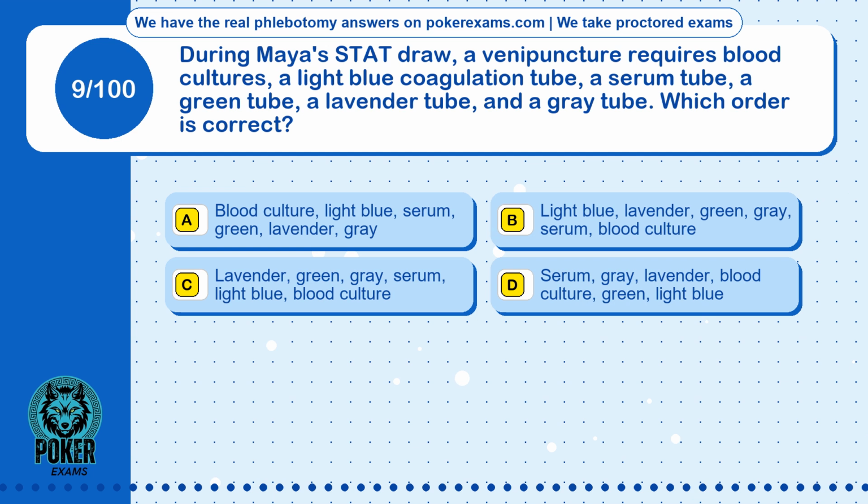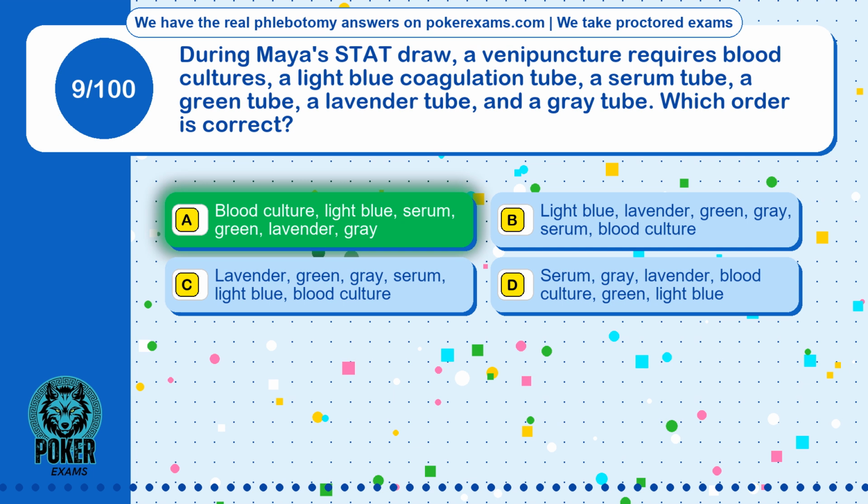Question 9. During a mystery draw, a venipuncture requires blood cultures, a light blue coagulation tube, a serum tube, a green tube, a lavender tube, and a gray tube. Which order is correct? Option A, blood culture, light blue, serum, green, lavender, gray. Option B, light blue, lavender, green, gray, serum, blood culture. Option C, lavender, green, gray, serum, light blue, blood culture. Option D, serum, gray, lavender, blood culture, green, light blue.